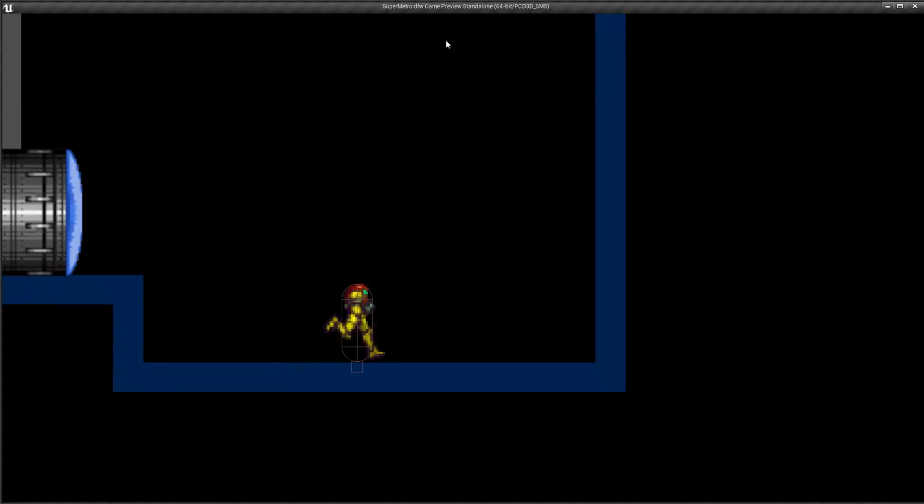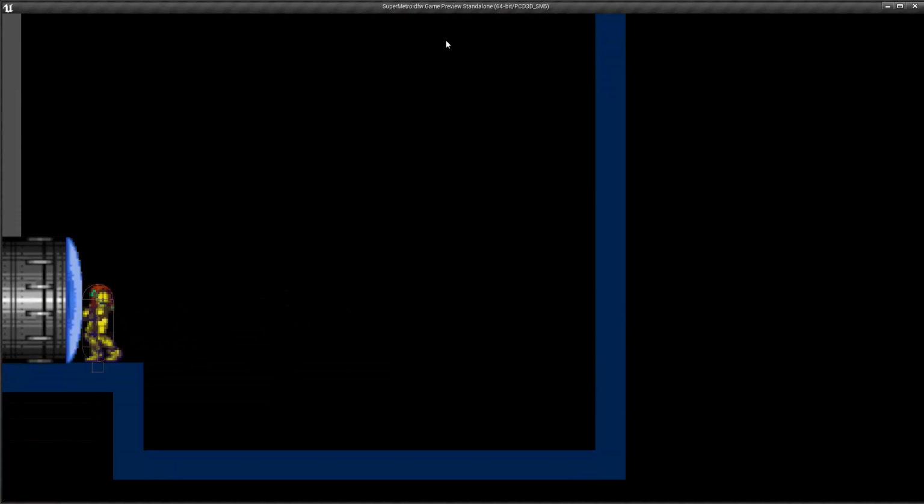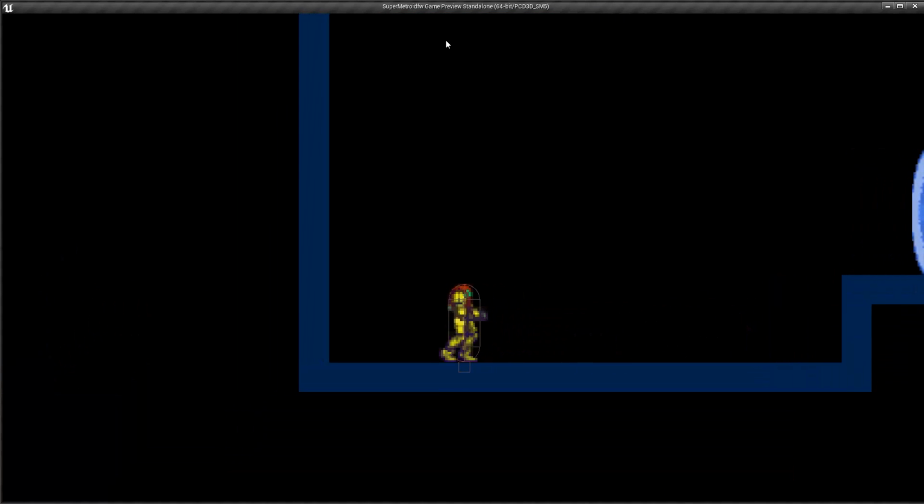Alright, so there we have it. Samus has a level, or two rooms that she can transition between. That was done super easily. So those were the features that I wanted to talk about.